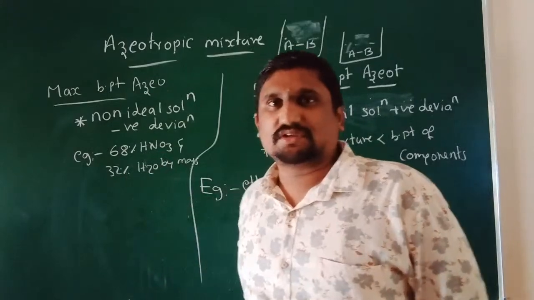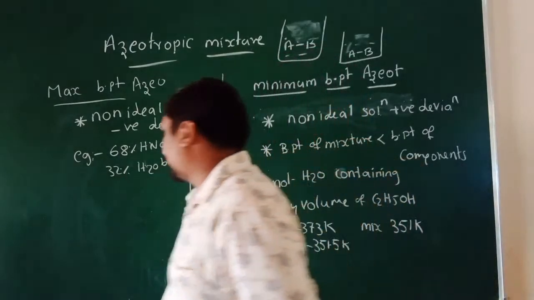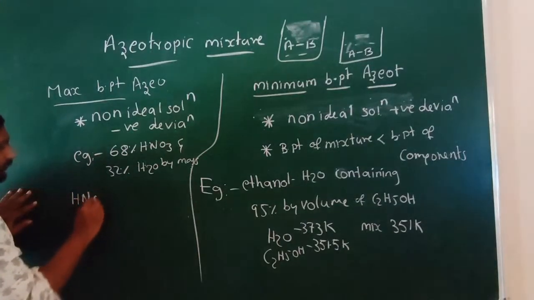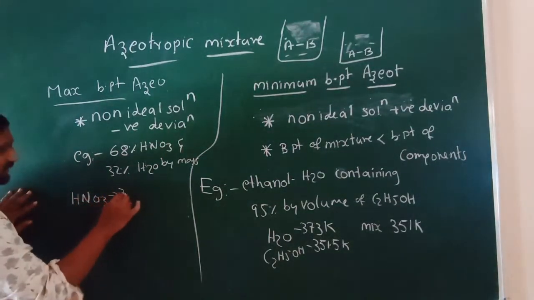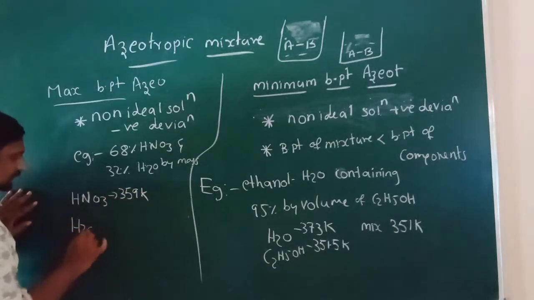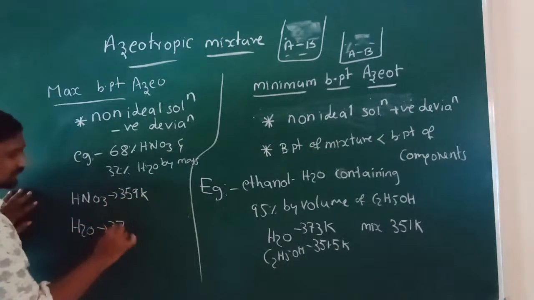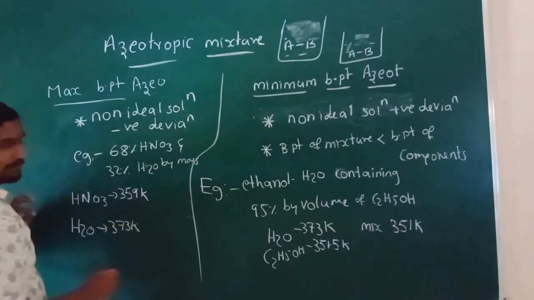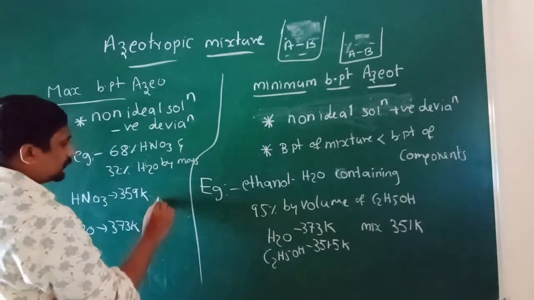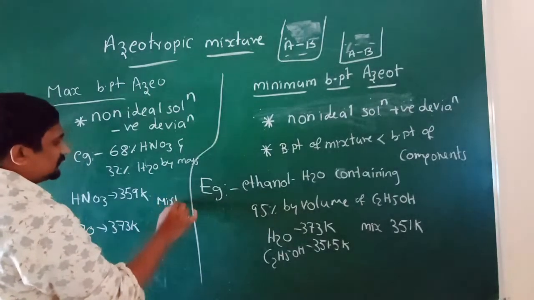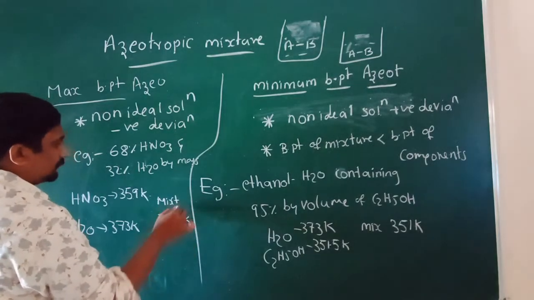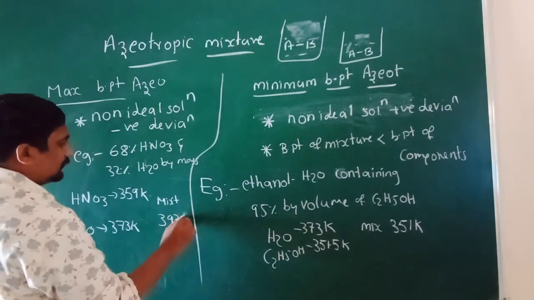The boiling point of nitric acid is 359 Kelvin, whereas the boiling point of water, we know, is 373 Kelvin. Whereas the boiling point of the mixture is 393.5 Kelvin.